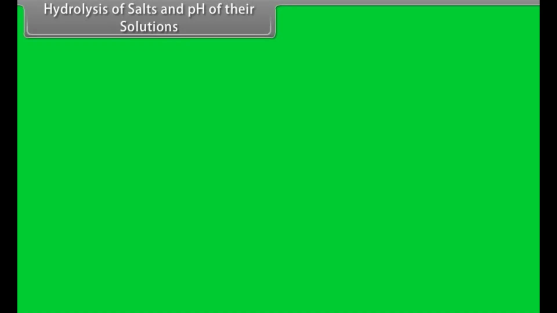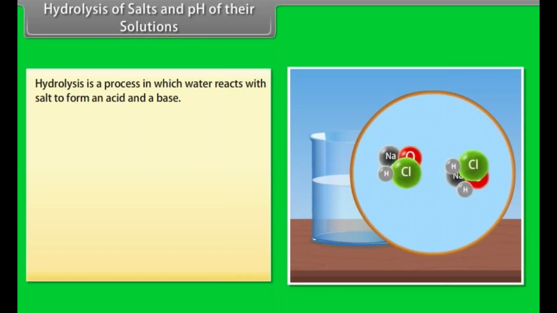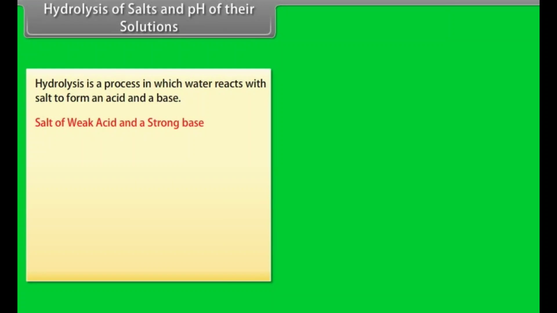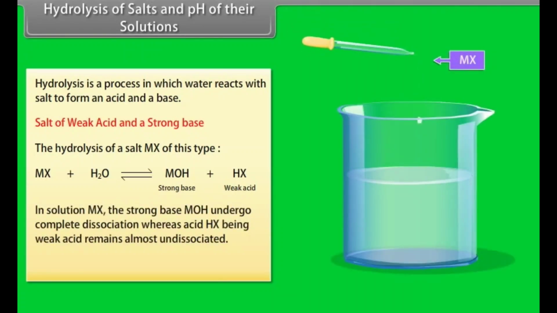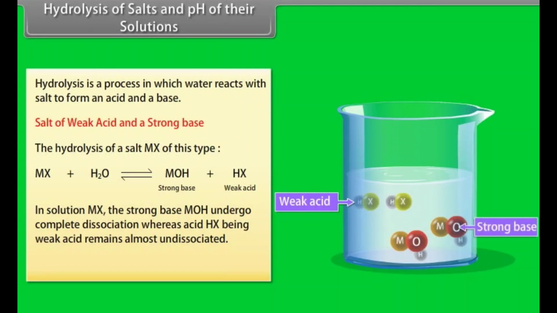Hydrolysis of salts and pH of their solutions. Hydrolysis is a process in which water reacts with a salt to form an acid and a base. Salt of a weak acid and a strong base. The hydrolysis of a salt MX of this type. In solution MX, the strong base MOH undergoes complete dissociation, whereas acid HX, being a weak acid, remains almost undissociated. The pH of the solution of this type is more than 7.